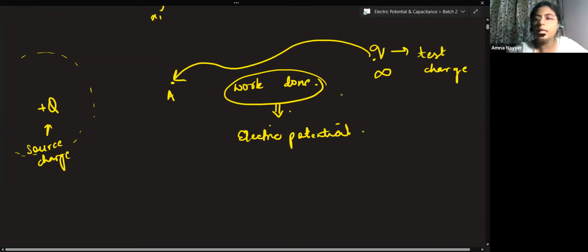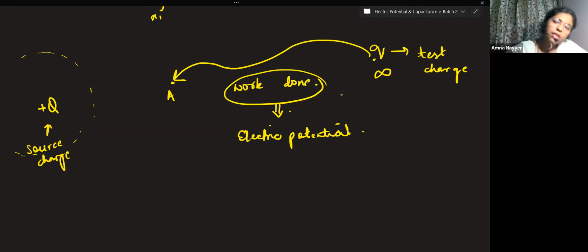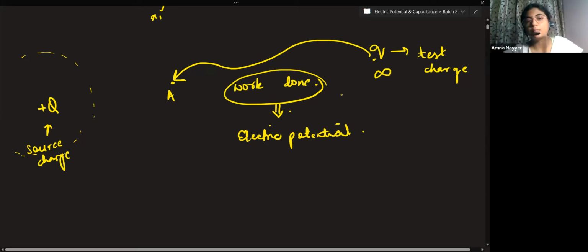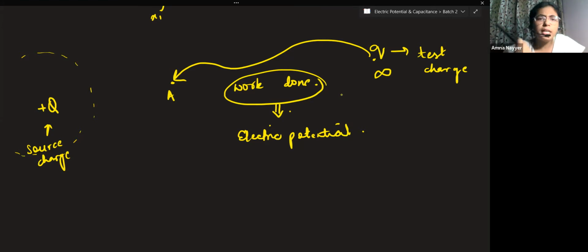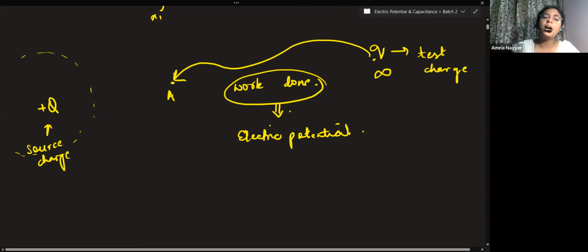So similarly to electric field, the way electric field was a property of a single charge, electric potential is also a property of a single charge. Electric force was a property of two charges. Minimum, you require two charges to exert force on each other. But in case of electric field, if you have a single charge, that will exert its own electric field. Similarly, a single charge will have a certain potential around itself. So for both electric potential and electric field, you require only a single charge.